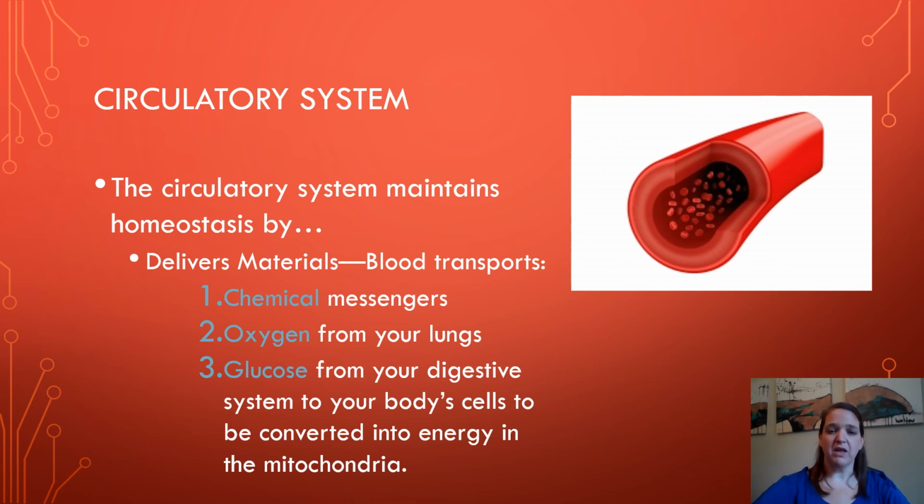Okay, so the circulatory system, of course, maintains homeostasis. Otherwise, humans would not live if we were not in a nice, healthy balance. So 3 ways that we are maintaining homeostasis. Mainly delivering things. Your circulatory system is a huge transportation system throughout your entire body. You can think of all the blood vessels as a nice roadway system, delivering things all over the place.